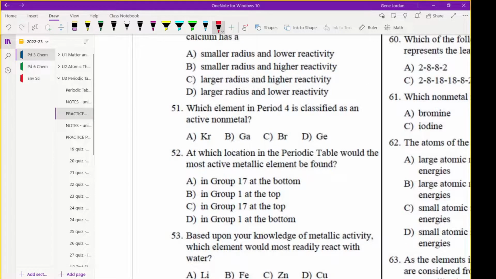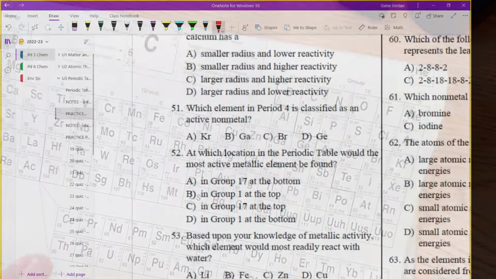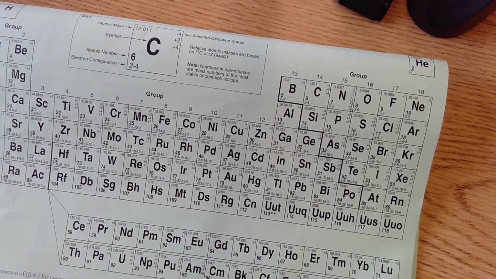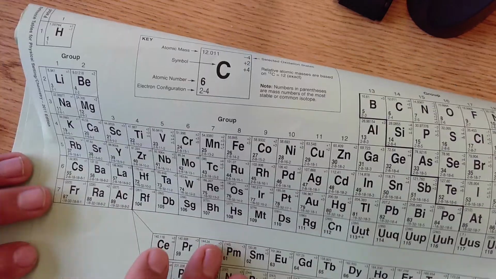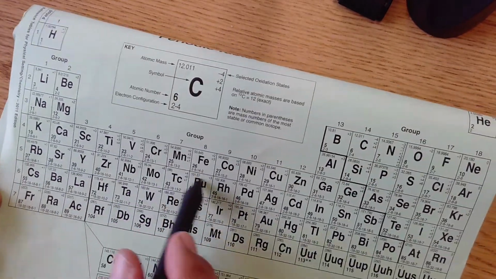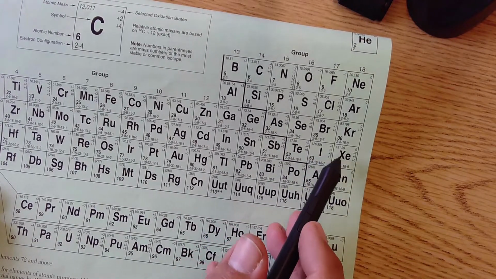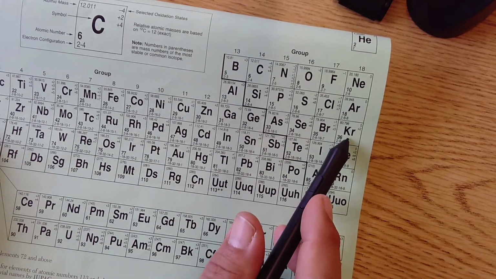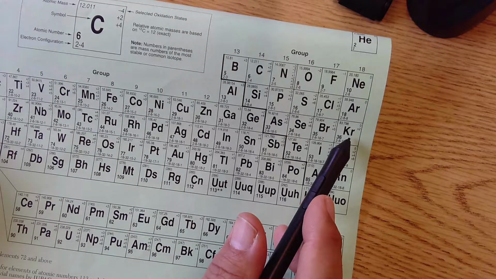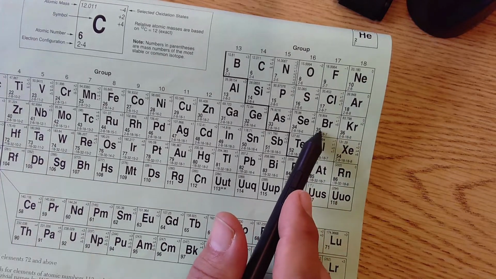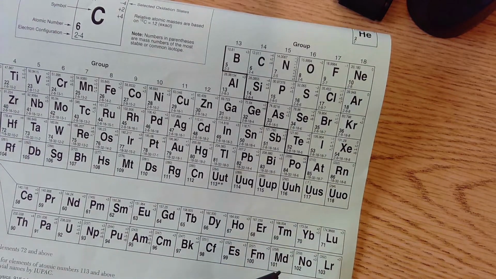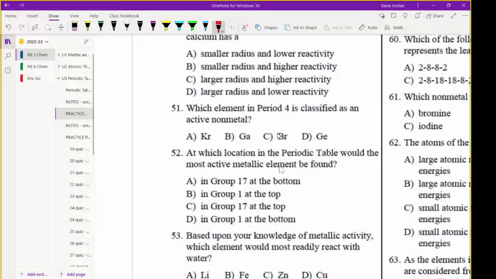Okay, 51, which element in period 4 is classified as an active non-metal? All right, so again, we'll need a reference table for this one. Look at period 4, which starts with the element potassium, and you move over. Which one is an active non-metal? Well, here's what it can't be. It can't be krypton because that's not active. It's not reactive to anything. Bromine is the most reactive non-metal. Okay, so bromine.